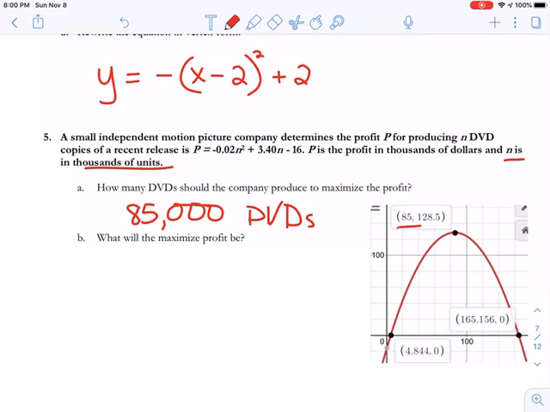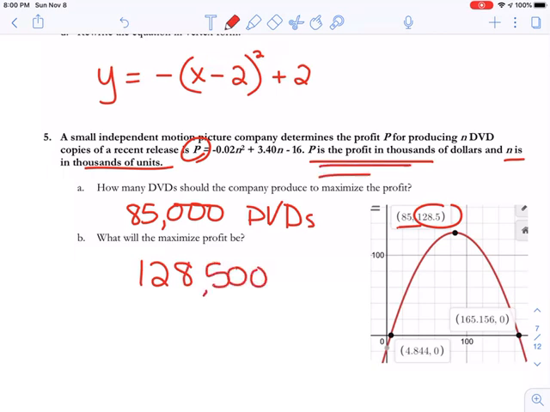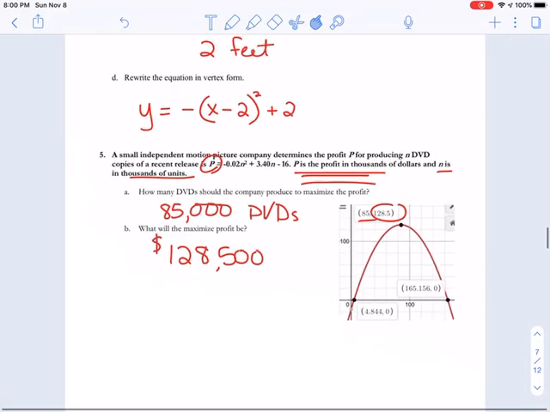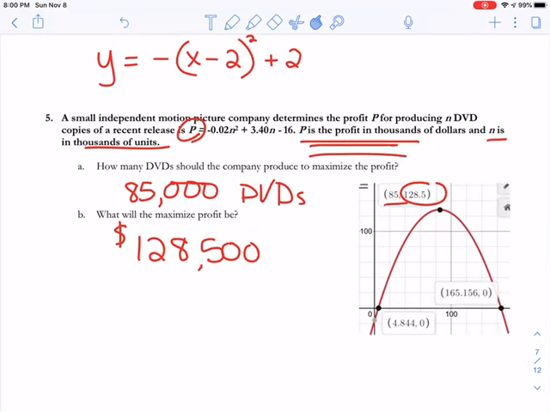And then the maximum profit is the y value, because P is the output. That's the y value here. 128.5 thousand, because this is in thousands of dollars. That's going to be their maximum profit and how many DVDs they should sell to reach that maximum profit.